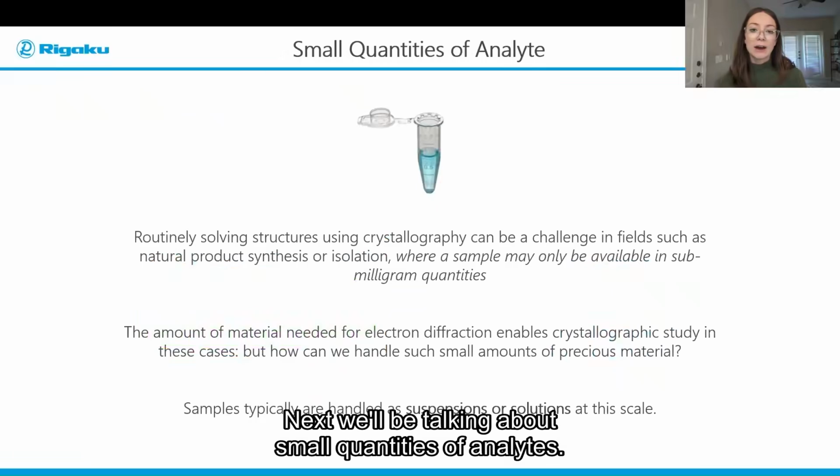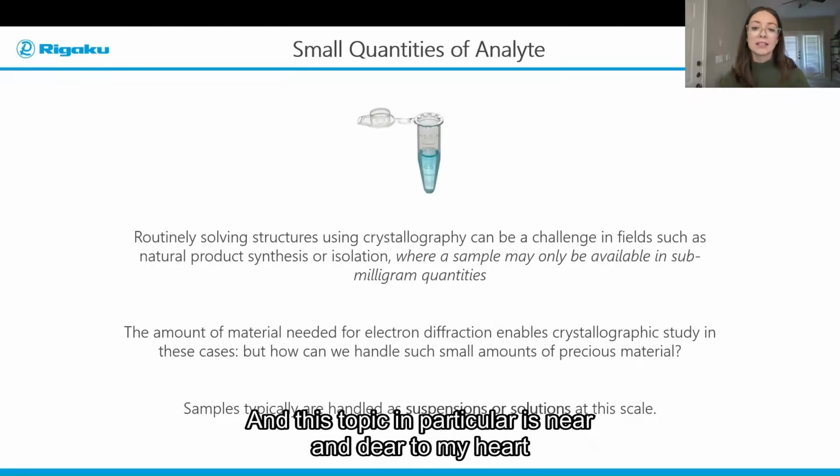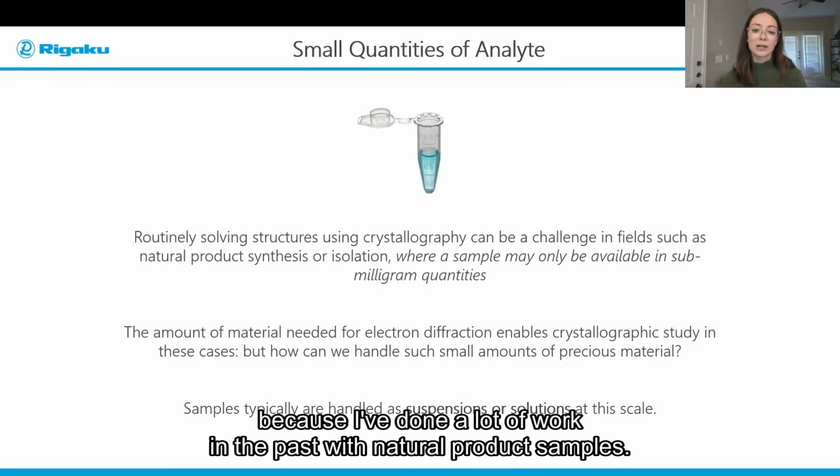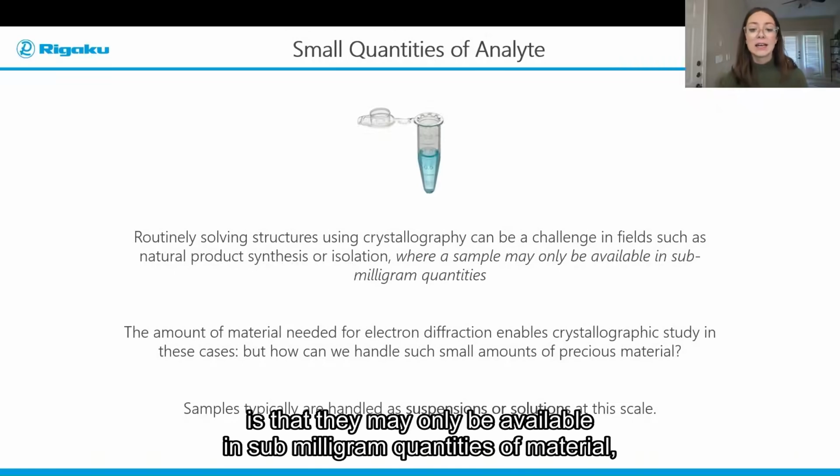Next, we'll be talking about small quantities of analytes. And this topic in particular is near and dear to my heart because I've done a lot of work in the past with natural product samples. And a key feature of natural product samples is that they may only be available in sub-milligram quantities of material.